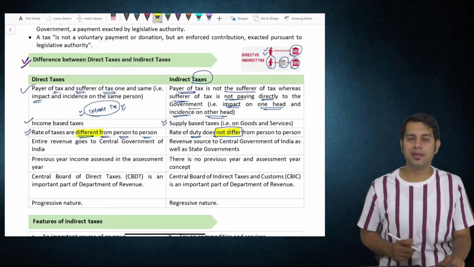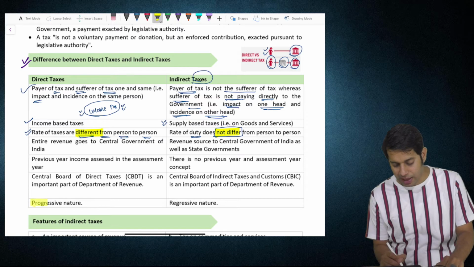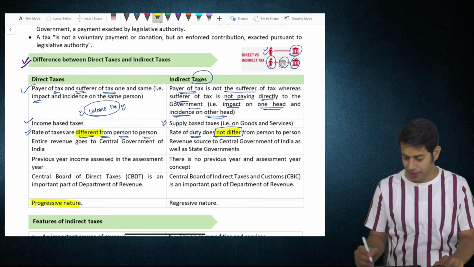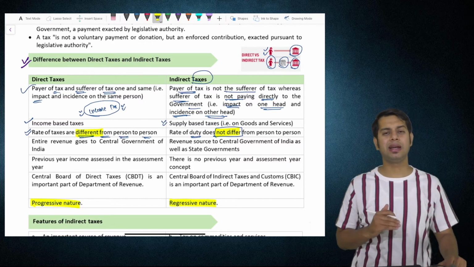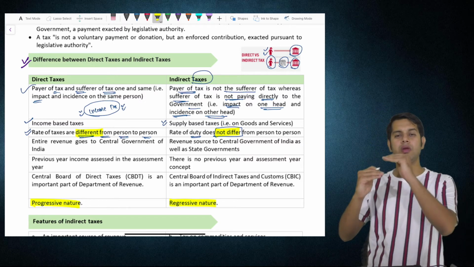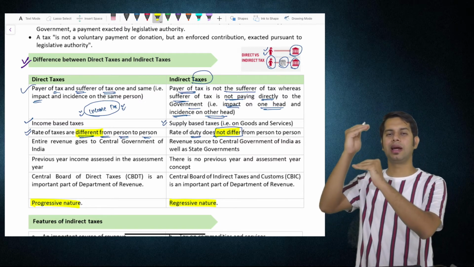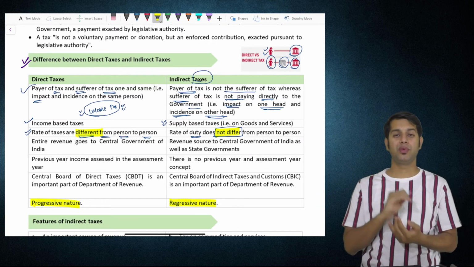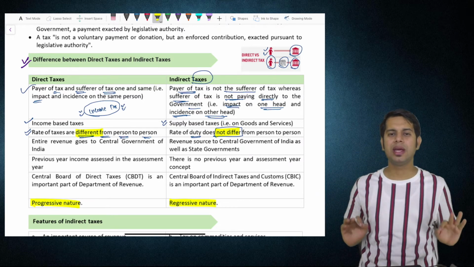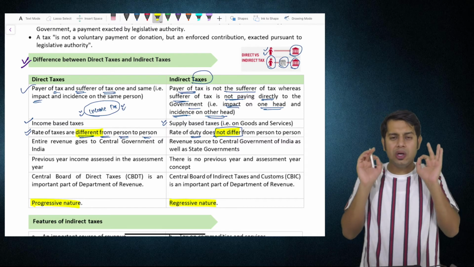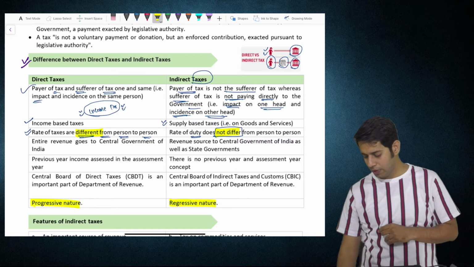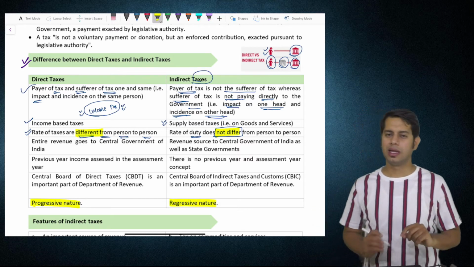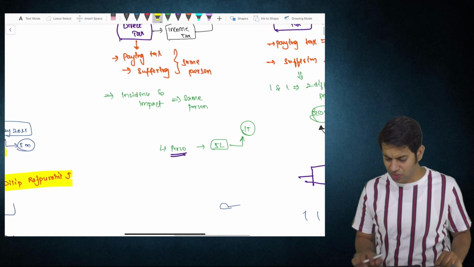In simple words, direct taxes are progressive in nature and indirect taxes are regressive in nature. In case of direct tax, as and when your income is increasing, they will start collecting more taxes from you. But in case of indirect taxes, I don't care how much you are earning. I don't care what your income is. You will have to pay the same amount of tax to me. Sir, what do you mean by this?